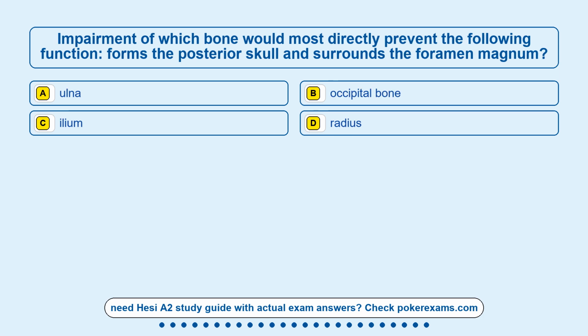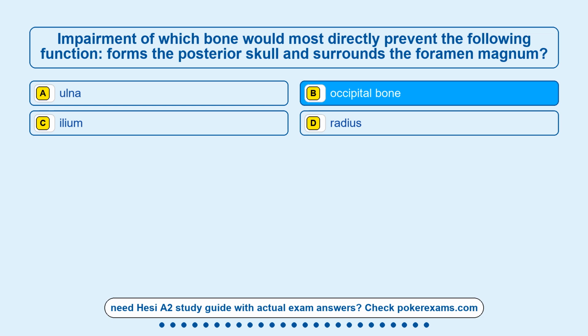Question 18. Impairment of which bone would most directly prevent the following function? Forms the posterior skull and surrounds the foramen magnum? Option A, ulna. Option B, occipital bone. Option C, ilium. Option D, radius.